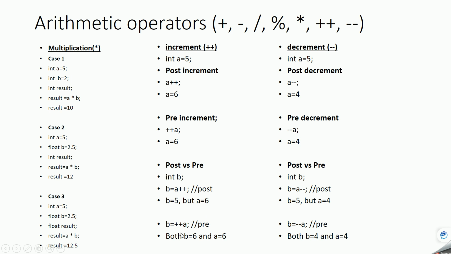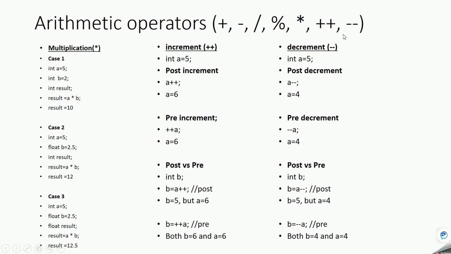But pre means, since we have assumed a equal to 5, first the value will get incremented, so a will become 6 and then it will get assigned here. So both b and a will have the value 6. So this is the difference between post and pre.